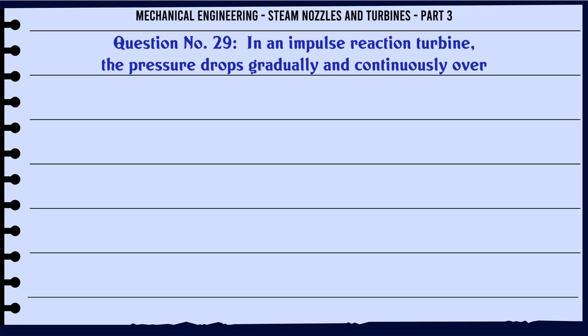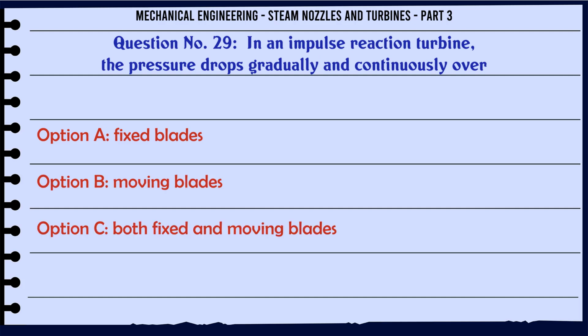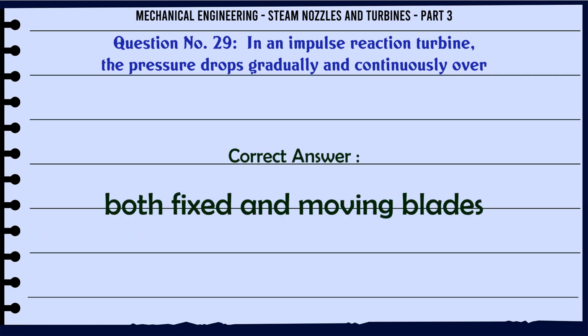In an impulse reaction turbine, the pressure drops gradually and continuously over A. fixed blades. B. Moving blades. C. Both fixed and moving blades. D. None of these. The correct answer is both fixed and moving blades.